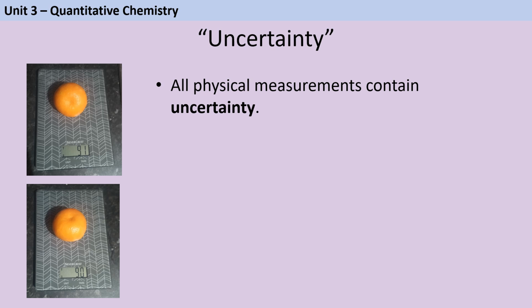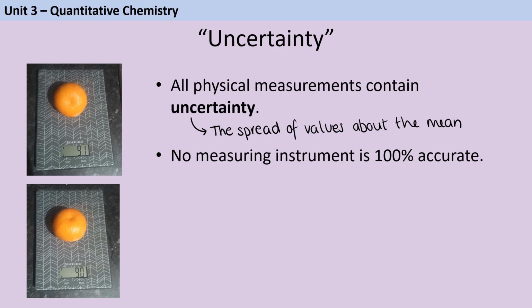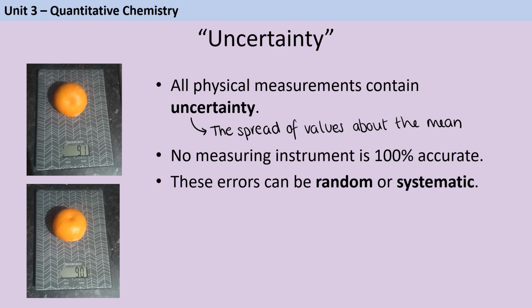Whenever you make some kind of physical measurement, whether that's measuring temperature or time or a length, there's going to be some uncertainty, which we can define as the spread of values about the mean. And this is going to happen because no measuring instrument is 100% accurate, but also because of random errors. So a random error is one that is happening because of natural fluctuation in the true value, whereas a systematic error is one that's happening because your equipment is poorly calibrated.